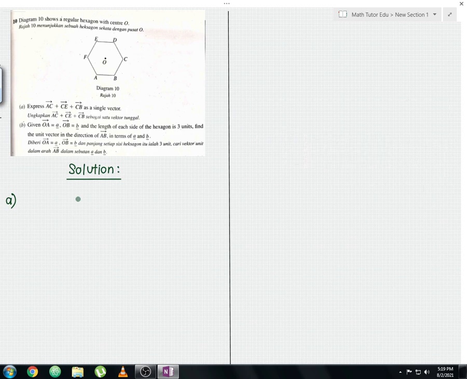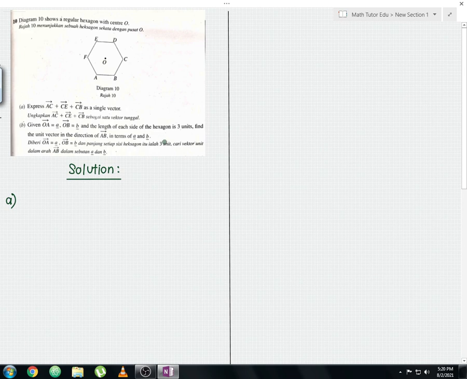Okay, let me read the question now. Diagram 10 shows a regular hexagon with center O. So this is the hexagon. In the question part A, they ask us to express vector AC plus vector CE plus vector CB as a single vector. Continue to read the question part B. Given vector OA equals A, vector OB equals B, and the length of each side of the hexagon is 3 units. Find the unit vector in the direction of vector AB in terms of A and B. So this is the overall question.